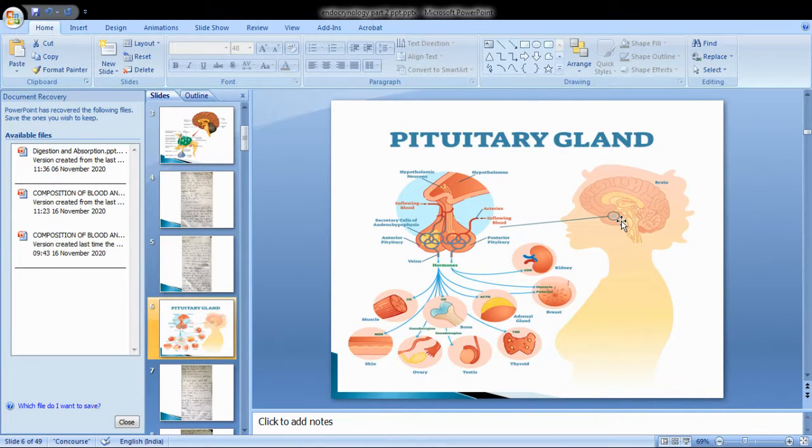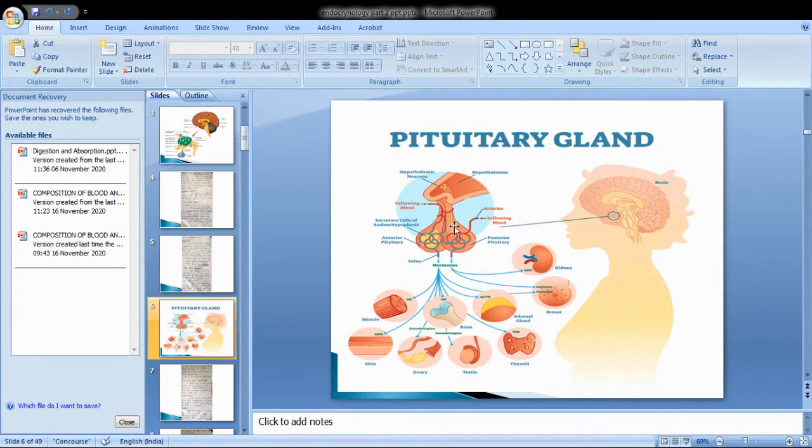The human pituitary is a reddish grey oval structure, measuring about 10 millimeters in diameter and weighing about 1 gram.